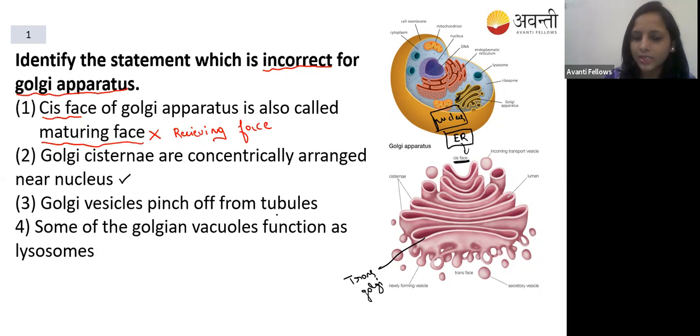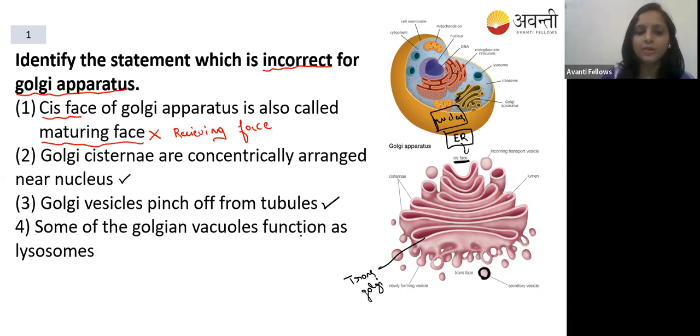The Golgi apparatus pinches off from the tubules. Here you can see it pinching off from the tubule. This we call a secretory vesicle. The secretory vesicle has proteins and enzymes in it. That's why this third option is also correct.